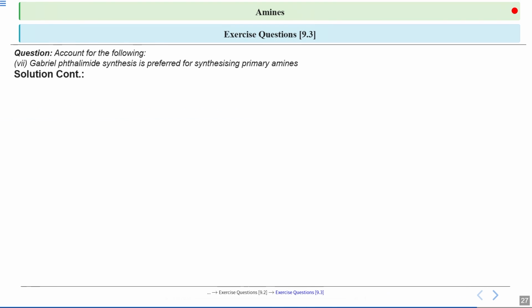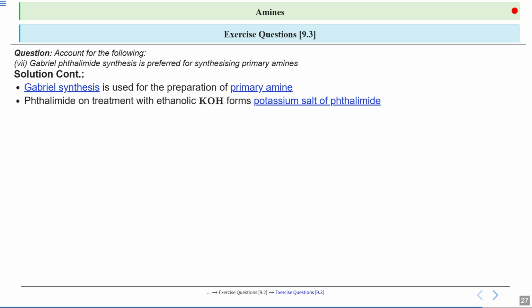Now, moving on further, next one is Gabriel phthalimide synthesis is preferred for synthesizing primary amines. Okay, so if you'll see, Gabriel phthalimide synthesis is preferred for primary amines as it selectively forms primary amines by reacting phthalimide with alkyl halides, avoiding side reactions. So you will see phthalimide reacts with ethanolic potassium hydroxide. It forms the potassium salt of phthalimide.